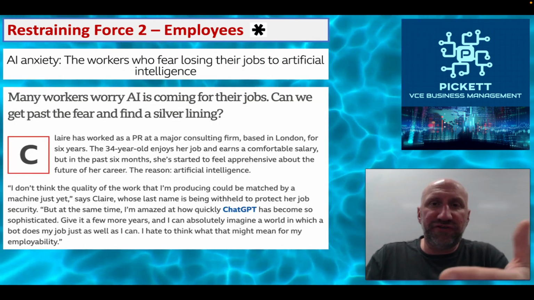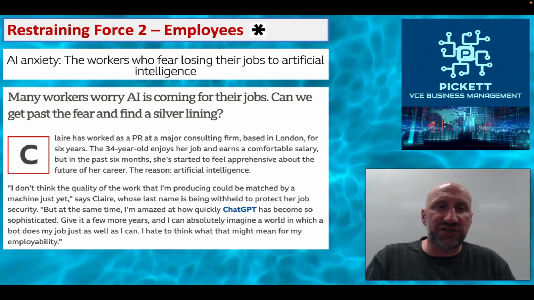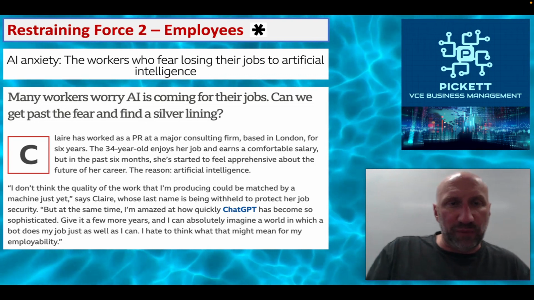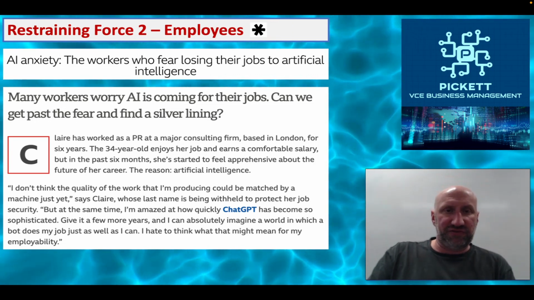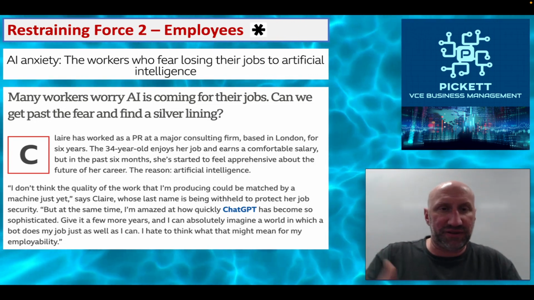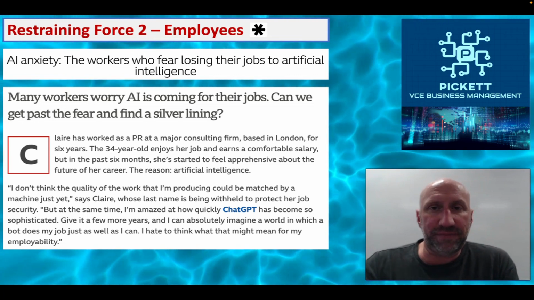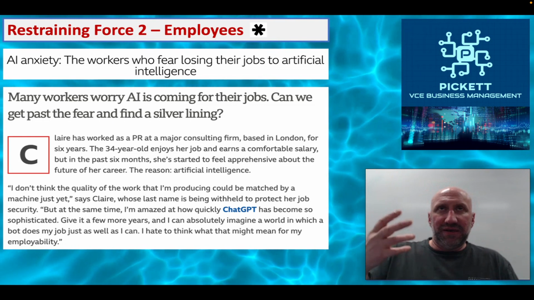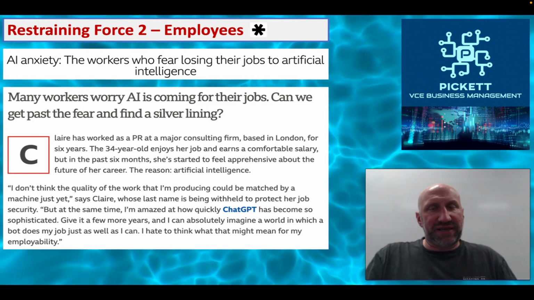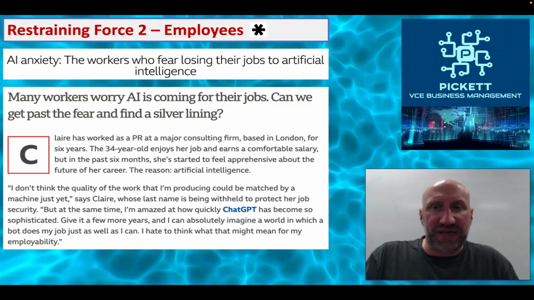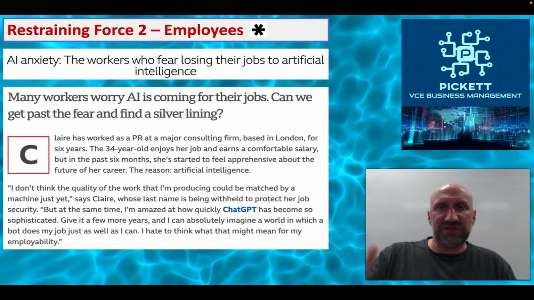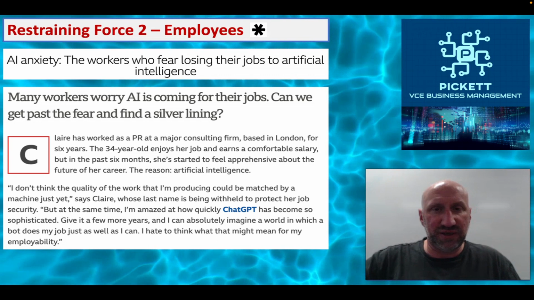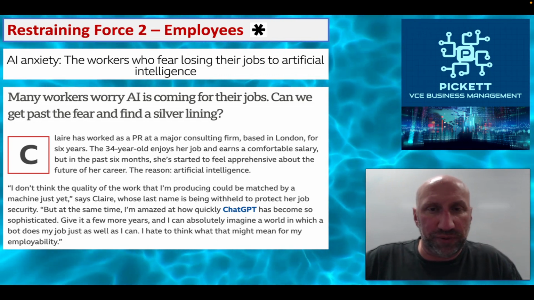AI anxiety. Workers who fear losing their jobs to artificial intelligence. Many workers worry AI is coming for their jobs. Can we get past the fear and find a silver lining? So again, I think just the headline sums it up. But there's certain jobs out there where people are going, oh, geez, AI is getting to the point where, is it going to replace me? So any change that comes to introducing that type of technology in the industry, they're obviously going to push back against because it means they could be out of a job.